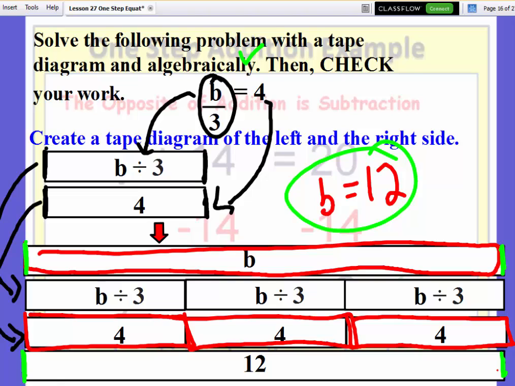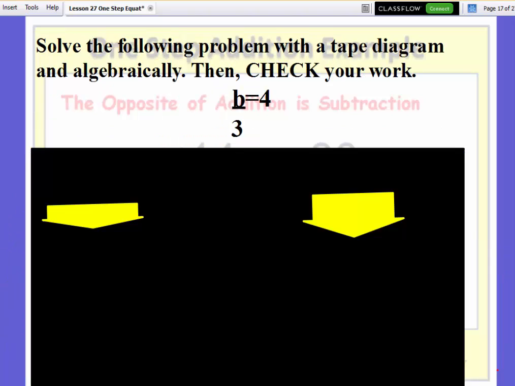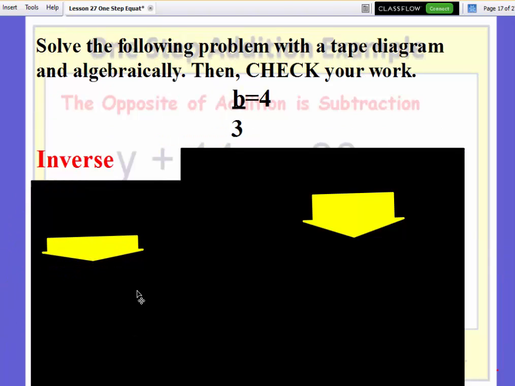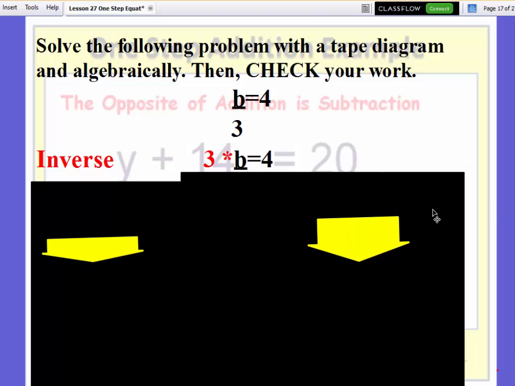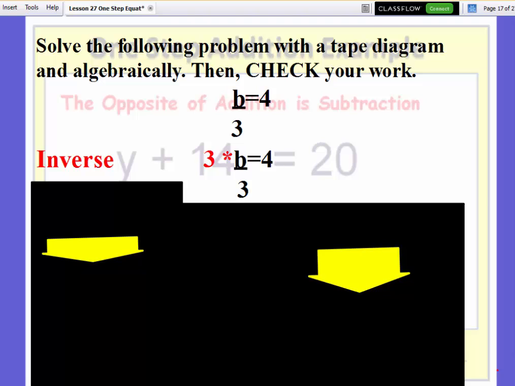Am I done? Nope, I'm not, since it says I need to check it algebraically just to make sure this is the right answer. So my first step is I rewrite the problem. Then I perform the inverse. I look, what do I see for my math operation? I see a fraction bar, so I know I'm dividing. So I'm going to do the opposite, which is multiplication. And so I look, what did I multiply by? I'm going to multiply by whatever number is on the same side as my variable. So here I'm multiplying by that 3.